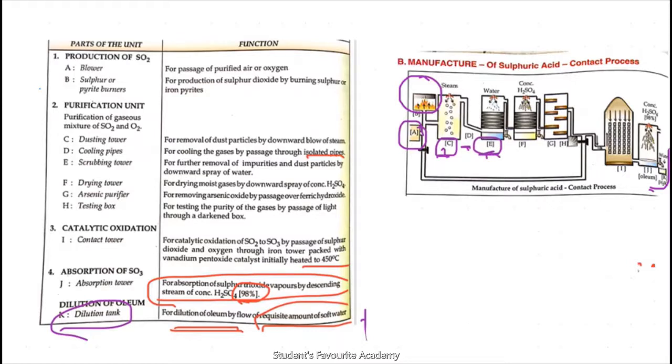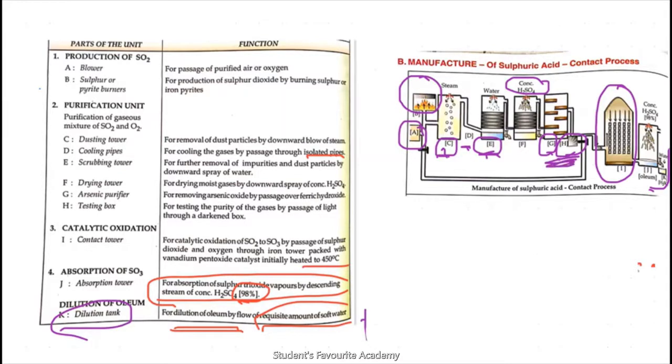As the name suggests, the scrubbing tower means you are again removing the impurities which are there. Now once you add water to this, the mixture tends to become more and more moist. So how are you removing the moisture? By adding concentrated sulfuric acid, which tends to absorb the moisture. Then we pass it through G, which is called the arsenic purifier, wherein you remove the arsenic oxides. Then it is passed to H, wherein you test the purity of the gas which is being produced.